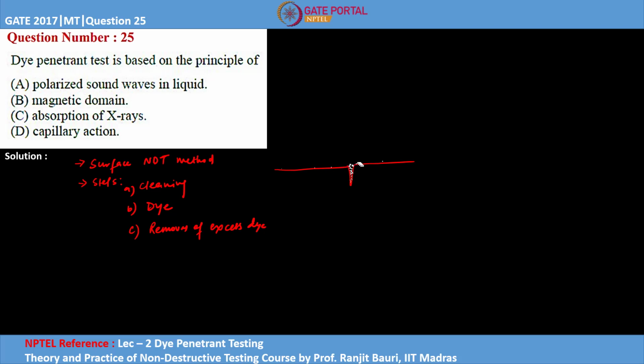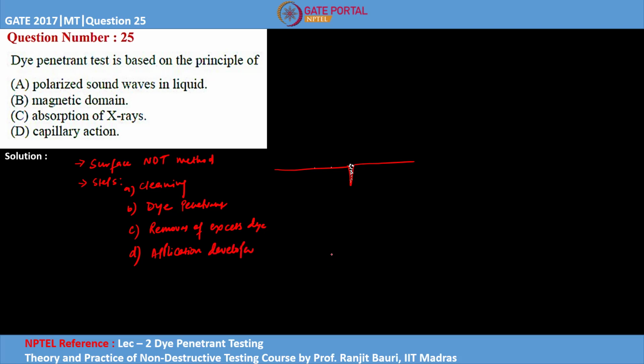So let's say you have cleaned it thoroughly. After cleaning, only the dye which went inside the crack will be remaining, and the dye, we also call it a dye penetrant. So the excess penetrant got removed. Now the next step will be application of developer, right? Application of developer.